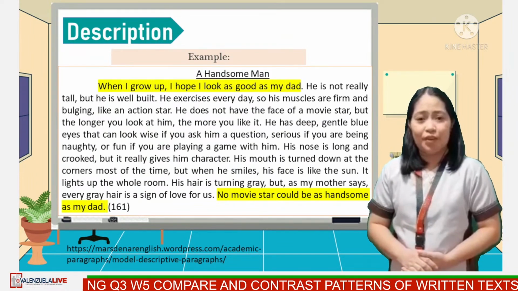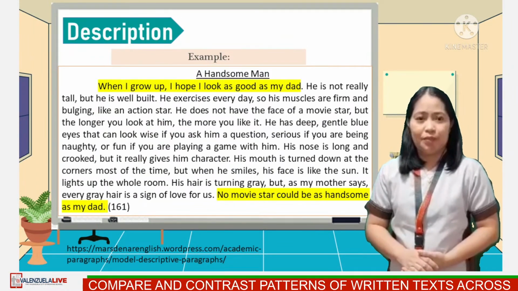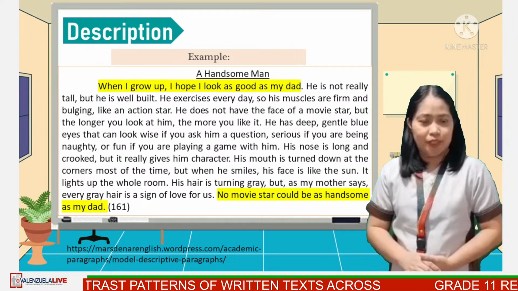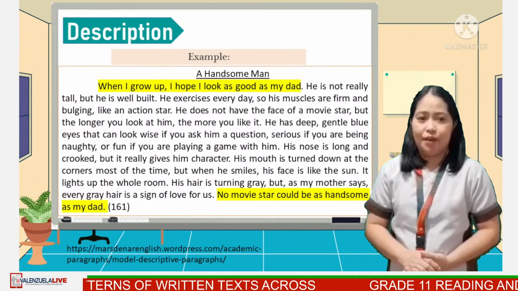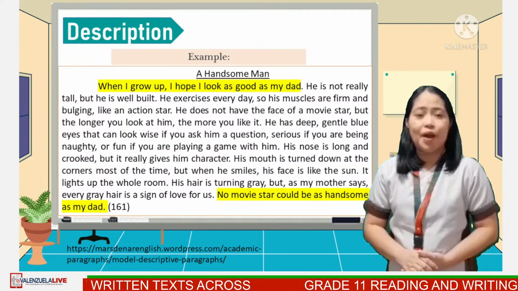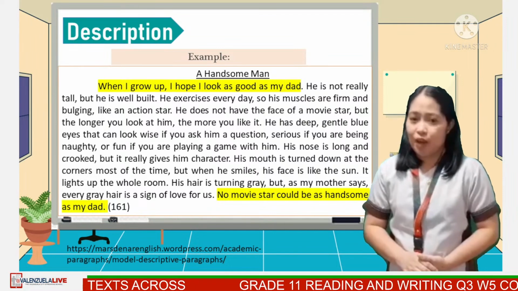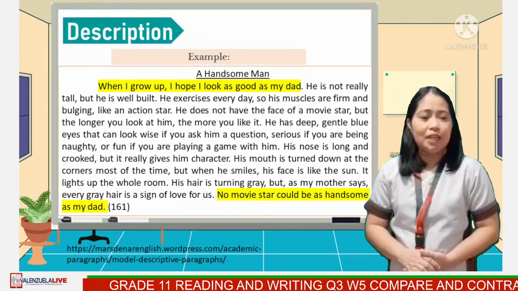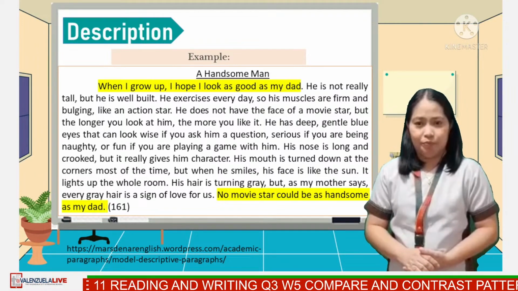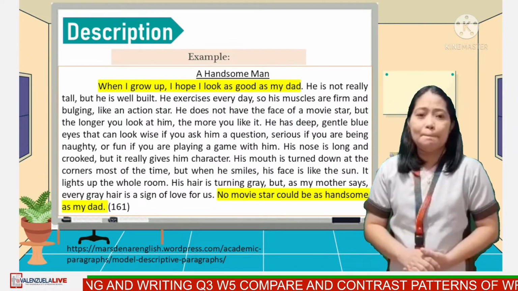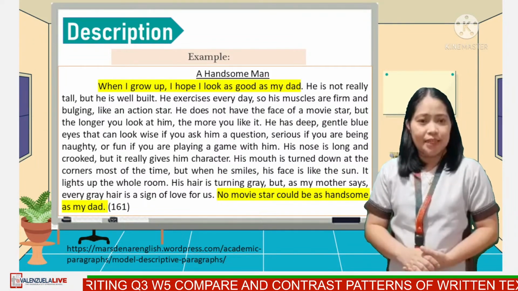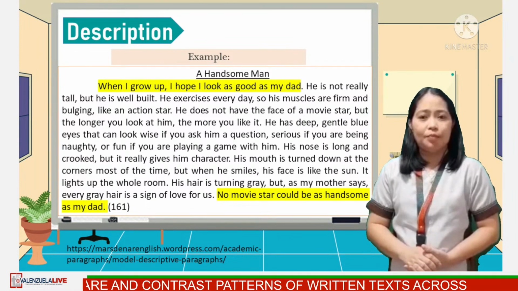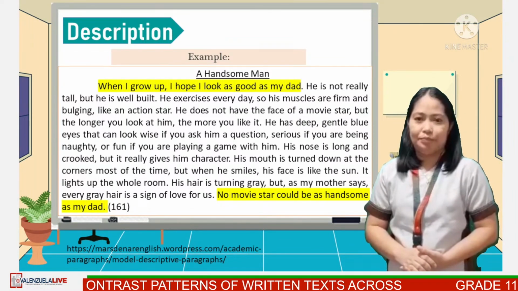Here is an example of a paragraph using a descriptive pattern. The topic sentence tells the readers that the main point of this paragraph will be the characteristics of the writer's dad. To develop that idea, the writer described in vivid detail the physical attributes of the subject, starting from the height, body structure, face, smile, and hair. The concluding sentence sums up the main idea of the paragraph.